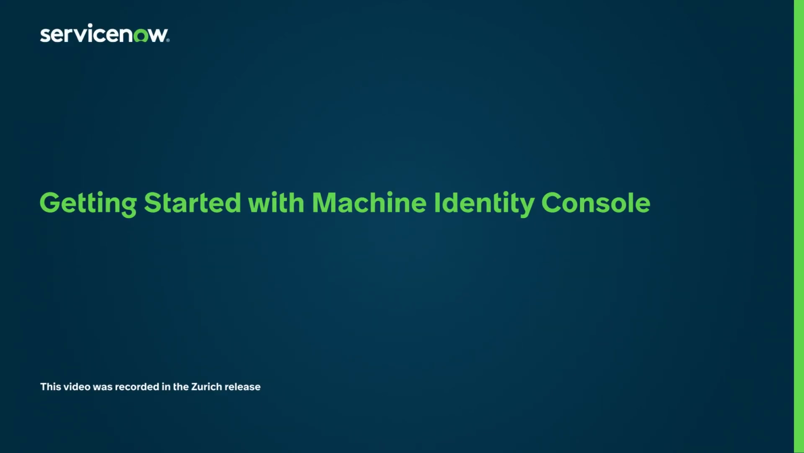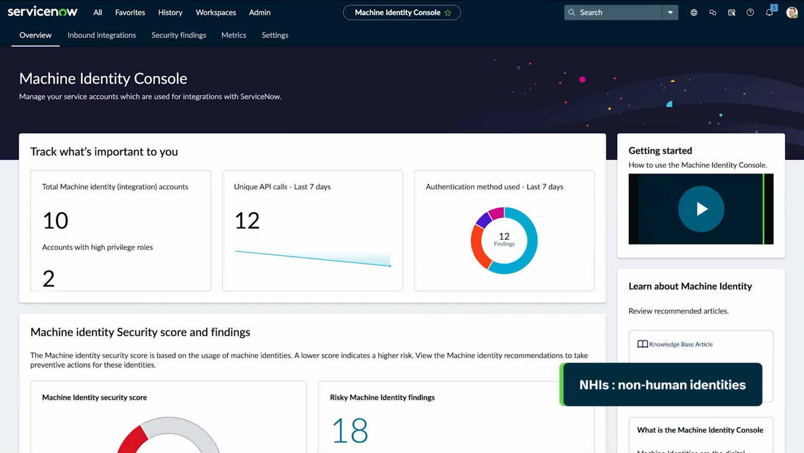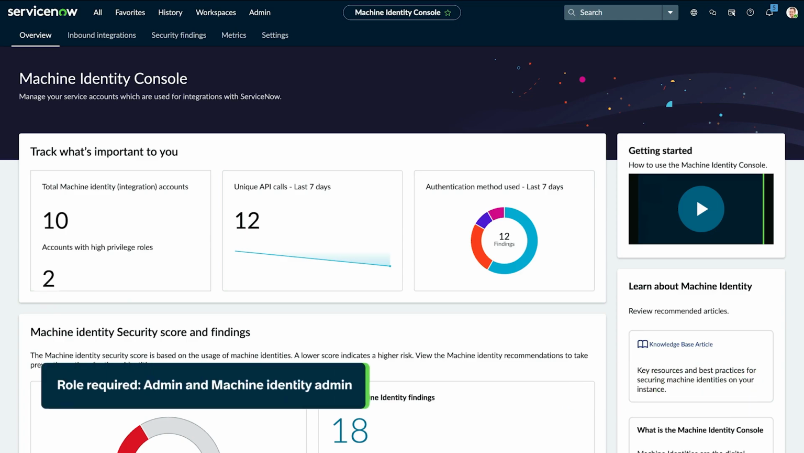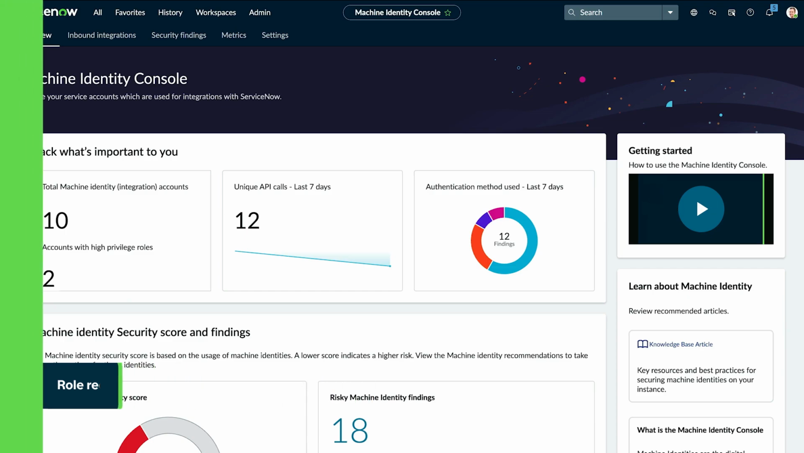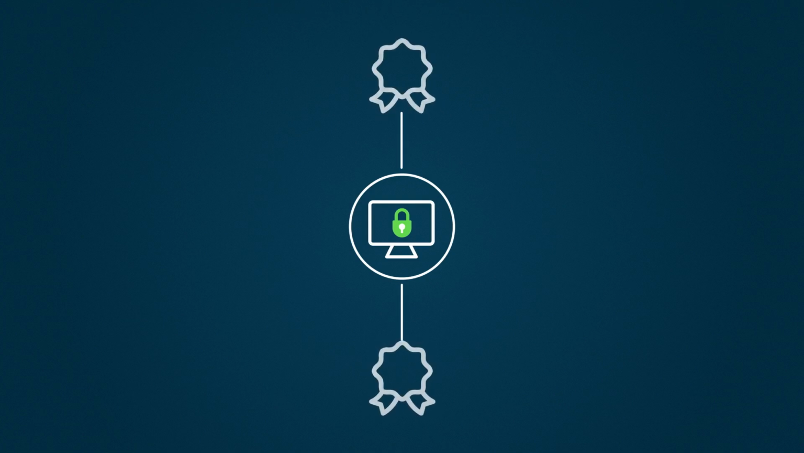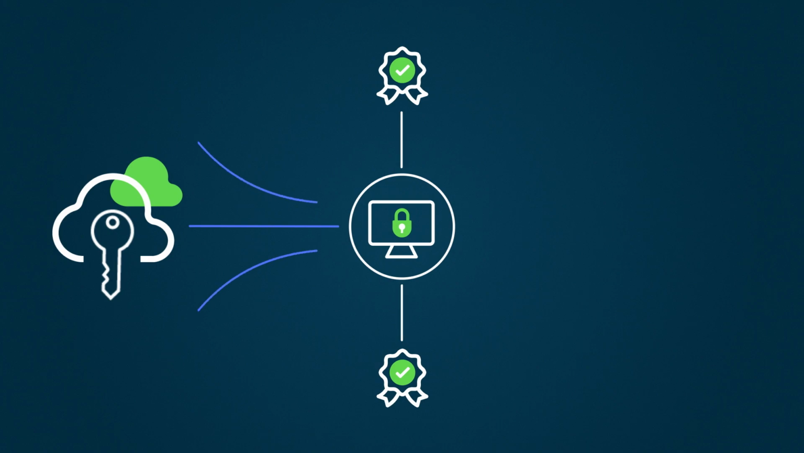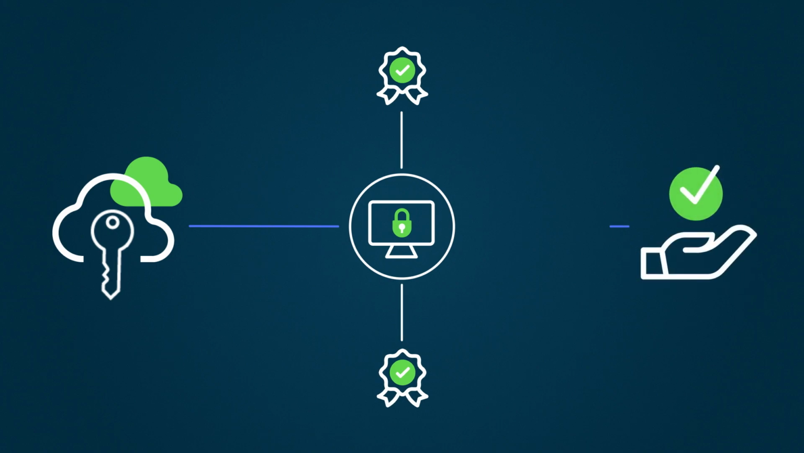Machine Identity Console allows you to manage machine identities, also known as non-human identities, which identify, authenticate, and authorize applications, workloads, APIs, bots, and automated systems. Machine identities are accounts that are used for integrating an application with ServiceNow. They have unique identity and verification methods that differ from human identities. Because they are unique, they need to be handled differently to ensure that they meet security best practices.